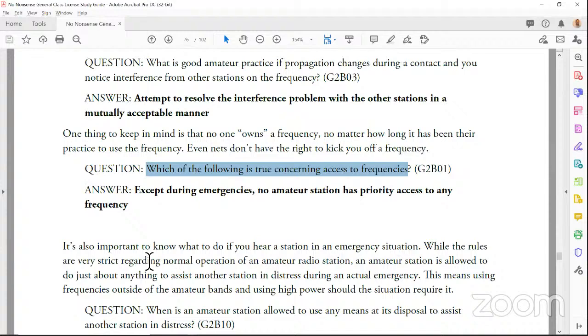Which of the following is true concerning access to frequencies? Except during emergencies, no amateur station has priority access to any frequencies. Remember we said no hams own any frequency. It's all by mutual agreement. So again, we need to have courtesy. Unless it's an emergency, no one has priority, even nets, believe it or not. Okay.